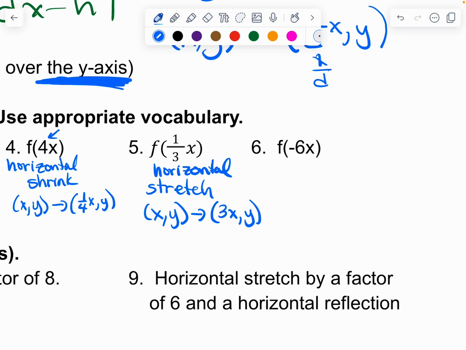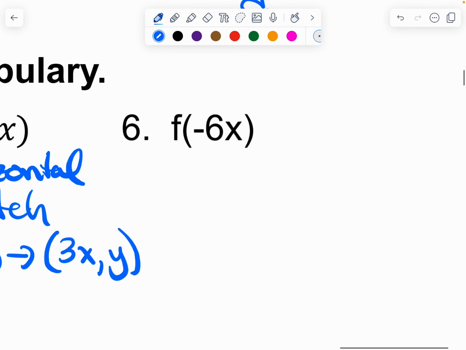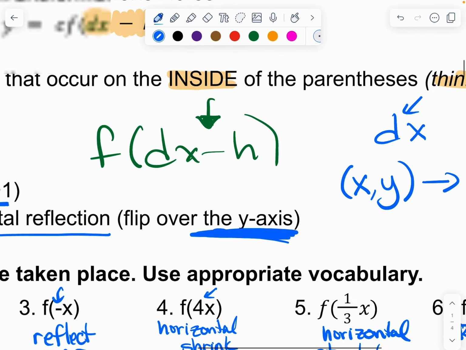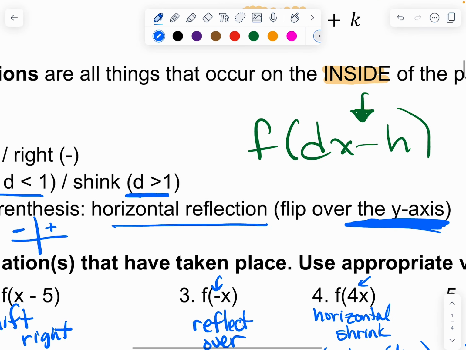And this last one, we've got 2 things going on. We've got a negative going on. So we're going to reflect over the y-axis. That should be a capital R. And then that's a 6. So 6 is greater than 1, so it's going to be a horizontal shrink.